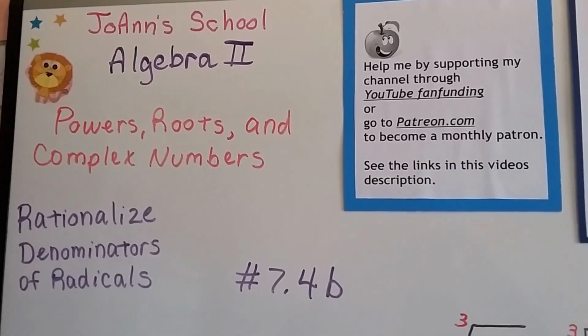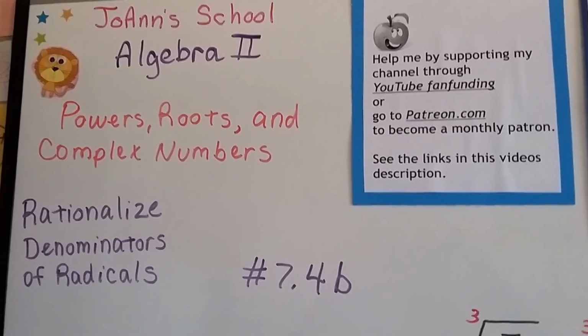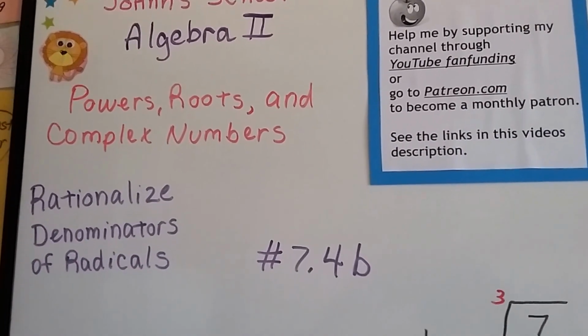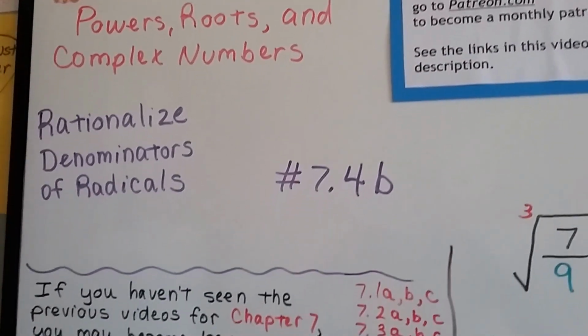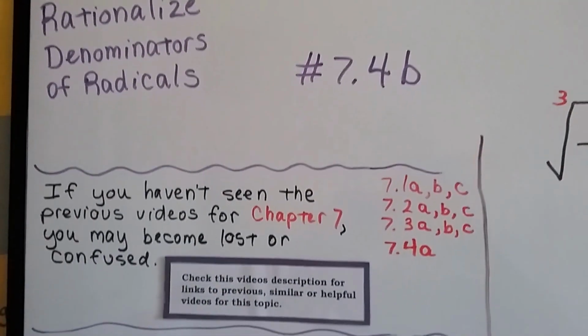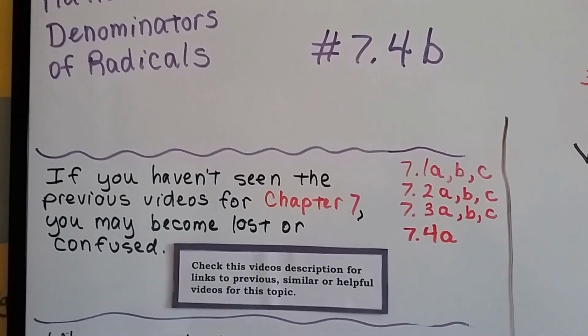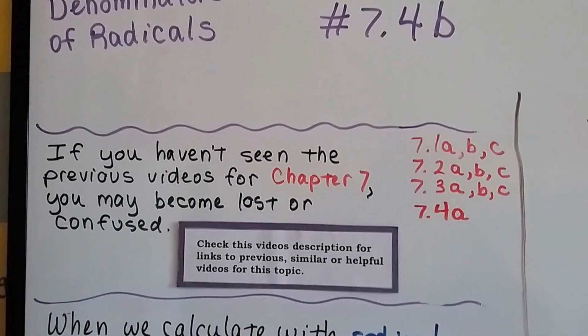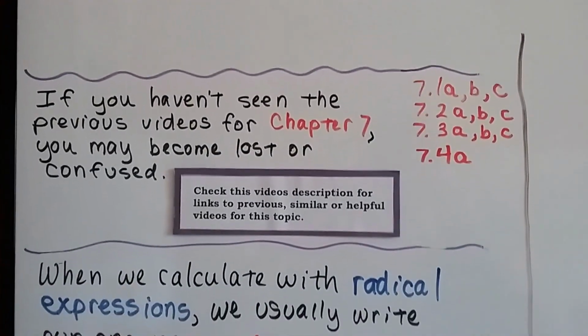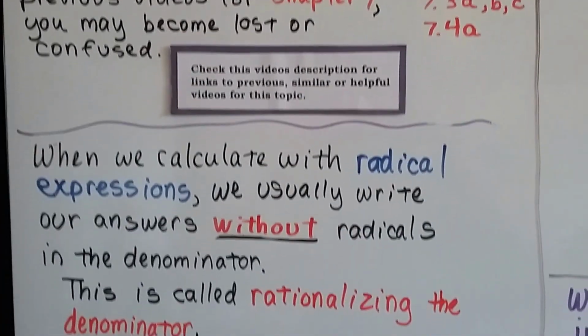Algebra 2 7.4b, Rationalize denominators with radicals. Now we talked about rationalizing denominators back in Algebra 1 last year. This is going to be with radicals this time. If you've missed the previous videos for Chapter 7, you can click on this video's description to watch those.